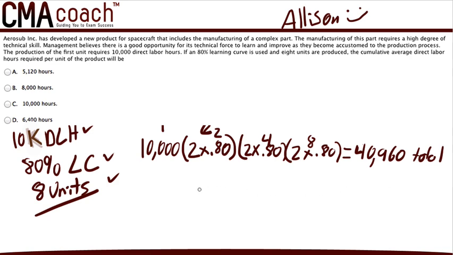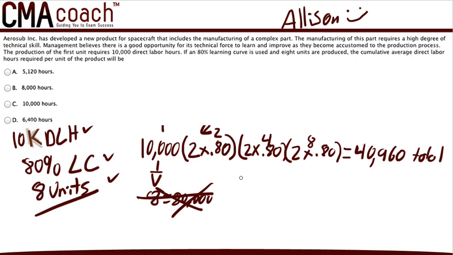Okay? Now this is interesting because if we did not apply the learning curve, it would have just taken 10,000 direct labor hours times 8, right? And that would have given us 80,000 hours. But because we're trying to apply the learning curve model here, we need to apply the 80% that management believes is appropriate.